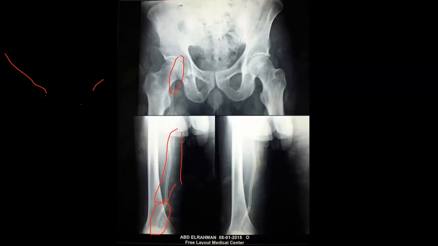One in the external iliac, and then here, the superficial femoral, and is there then a stent in the popliteal? Wait, hold on for a minute. Is there a stent in the external iliac? Does it extend beyond the head of the femur?